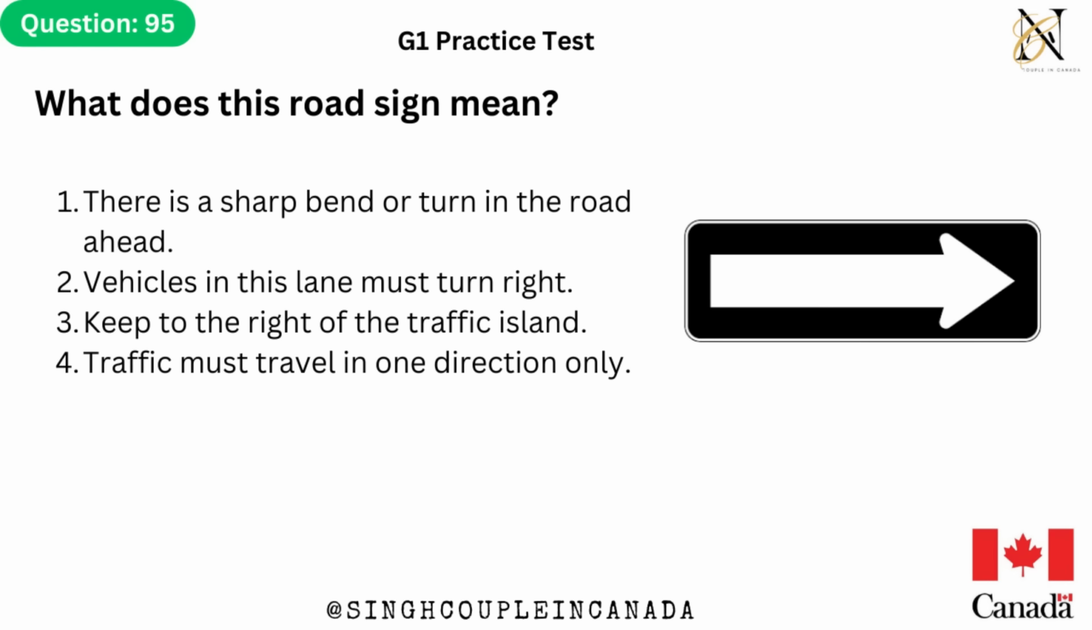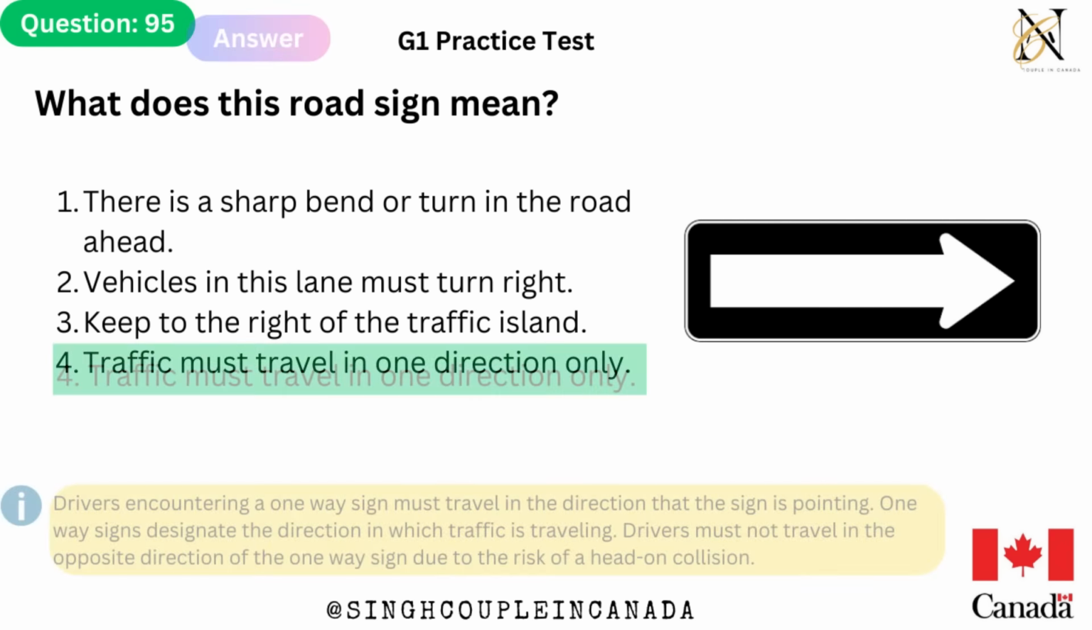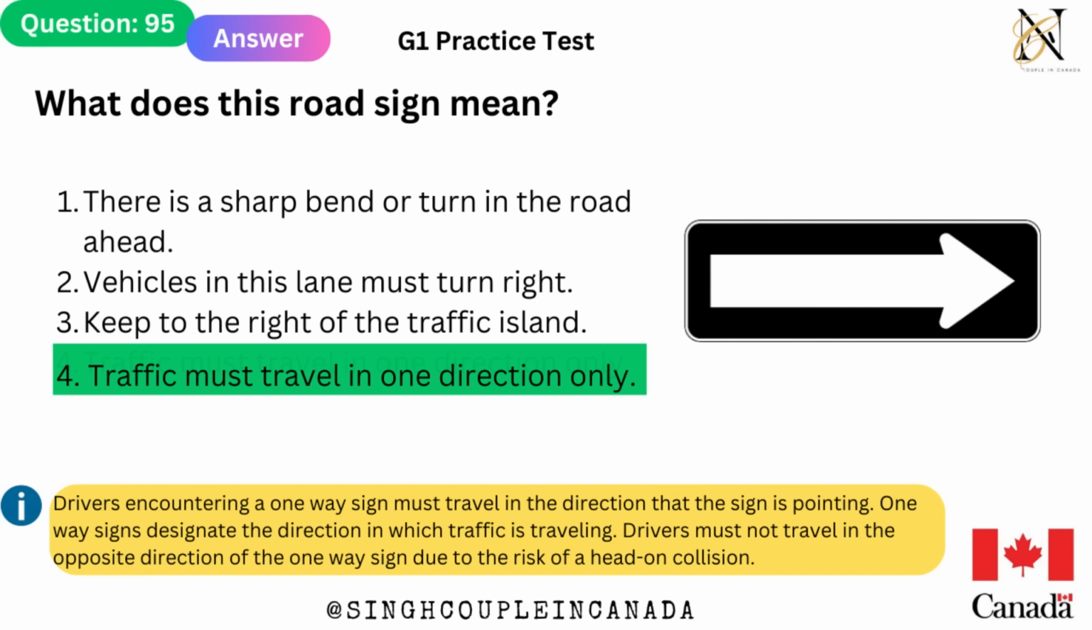What does this road sign mean? 1. There is a sharp bend or turn in the road ahead. 2. Vehicles in this lane must turn right. 3. Keep to the right of the traffic island. 4. Traffic must travel in one direction only. The answer is 4. Traffic must travel in one direction only.